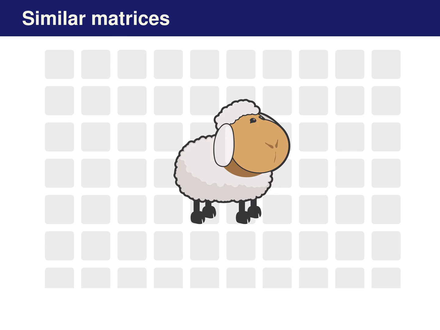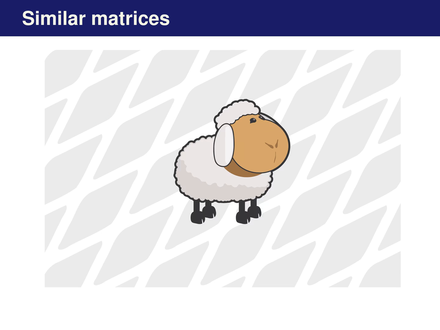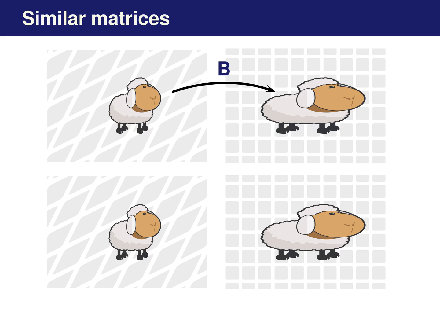Let's return to the sheep. In the standard basis the transformation (2, 0; 0, 1) stretches the sheep by 2 in the x direction. But what if we are instead using the basis b1, b2? What matrix operator in the basis b1, b2 will produce the same effect of stretching the sheep by 2 in the x direction? We will break the solution of determining the matrix B into 3 steps.